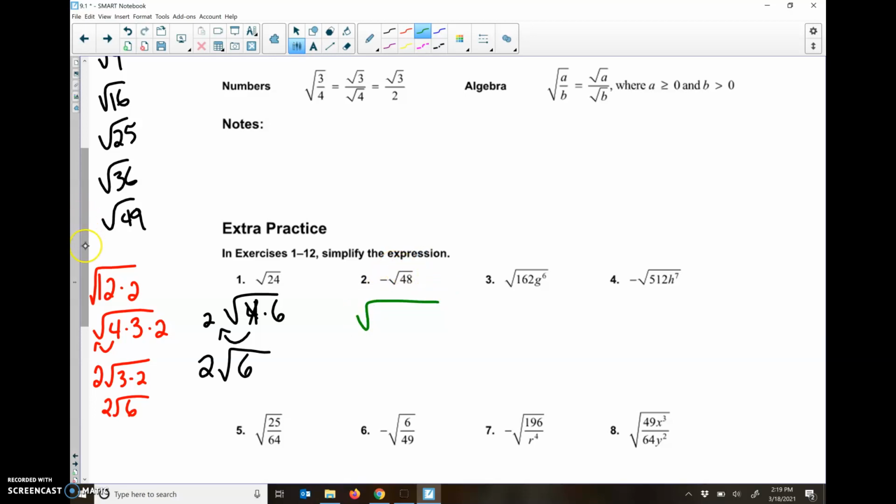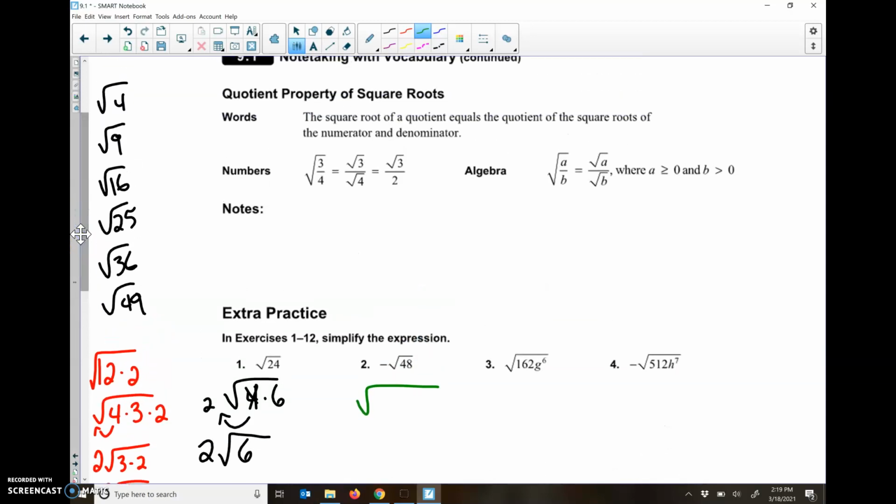Square root of 48. So a couple of different ways we can get to 48. 48 and 1, 24 and 2. But we can use 16 and 3. 16 times 3 is 48. This is the one I want to use because 16 is a perfect square.